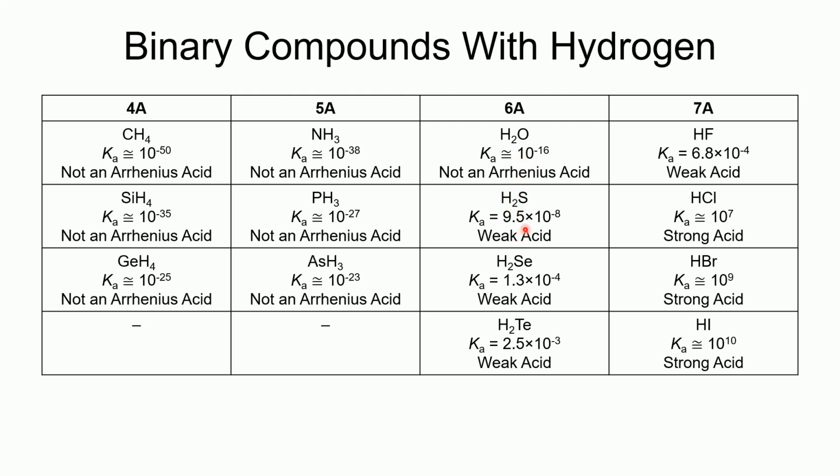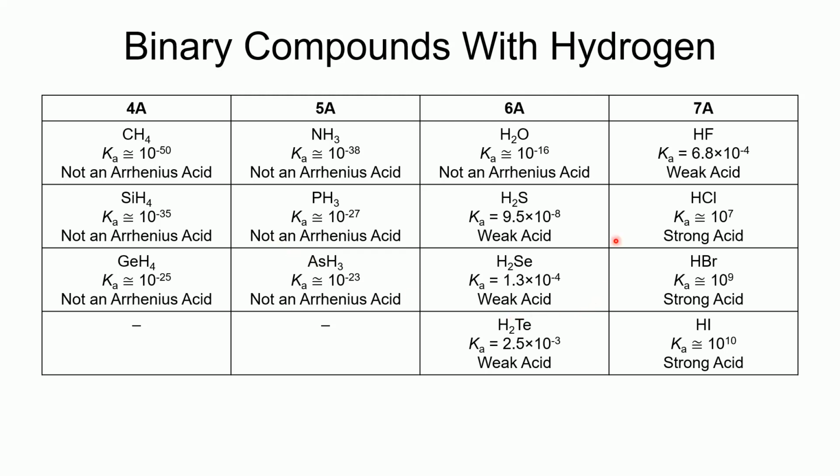H2S is a little bit acidic, and so you'll see at 9.5 times 10 to the negative 8, that is moderately acidic. For H2Se, it's even more acidic. H2Te, that's pretty acidic. It's not a strong acid for sure, but it is significantly more acidic. Our general trend is as we go to the right, the acidity will increase. So you'll notice on all of these, immediately to the right, they get more acidic. And if you go over to the left, you'll see that they get less acidic.